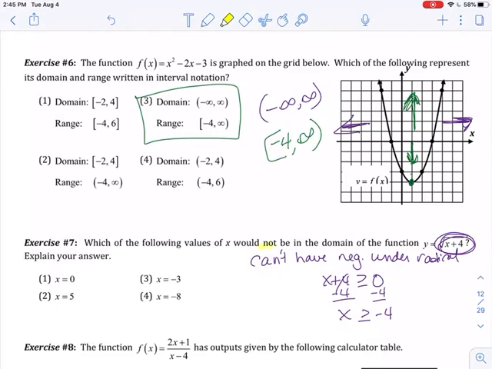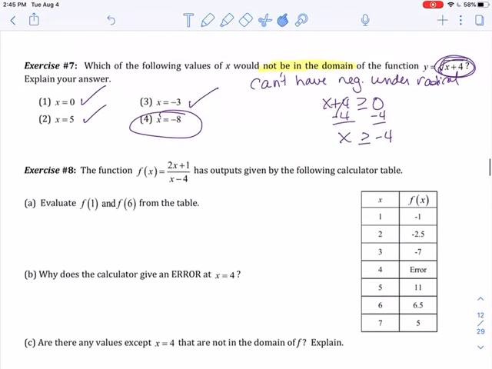So I'm looking for which of the following values would not be in the domain. I'm looking for something not in the domain. So any number that's greater than or equal to -4 is okay. Is 0 greater than or equal to -4? It sure is. Is 5 greater than or equal to -4? Sure is. Is -3 greater than or equal to -4? Sure is. Is -8 greater than or equal to -4? Nope. So that's my answer.